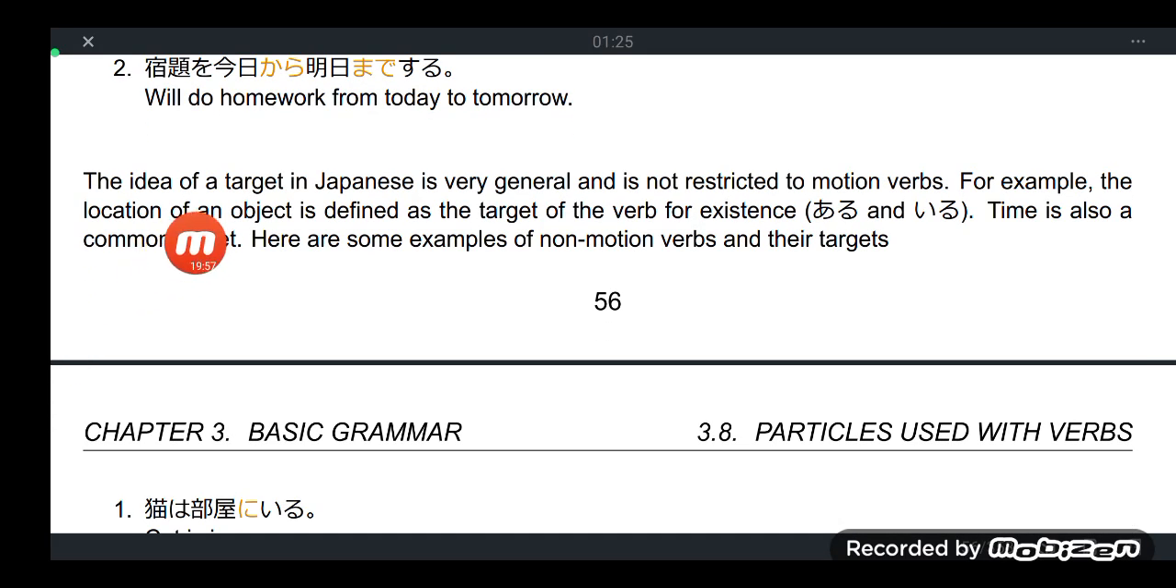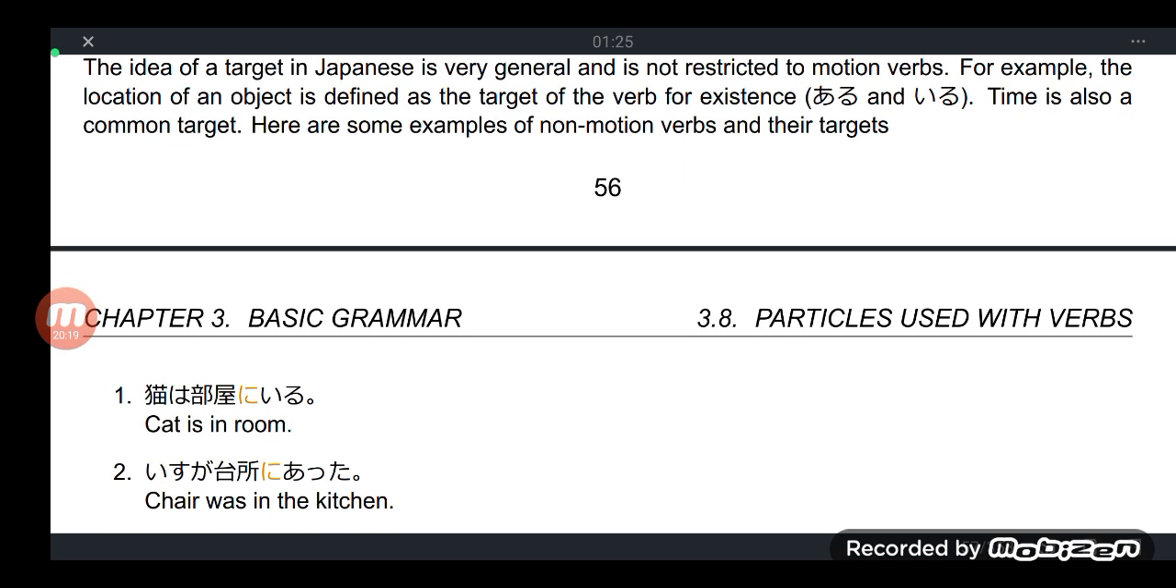The idea of target in Japanese is very general and is not restricted to motion verbs. For example, the location of an object is defined as the target of the verb for existence. Time is also a common target. So not just place, but time is also a common target. Here are some examples of non-motion verbs and their targets.